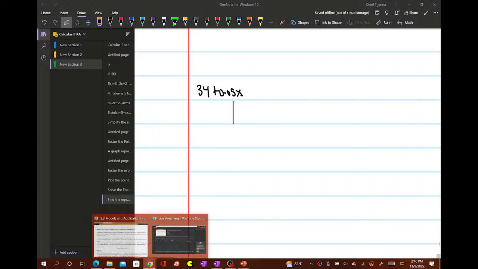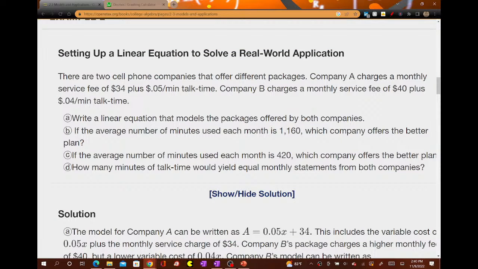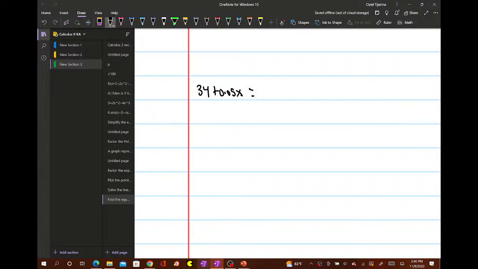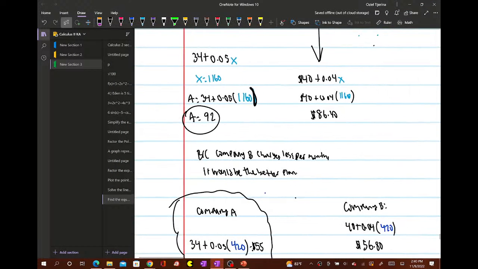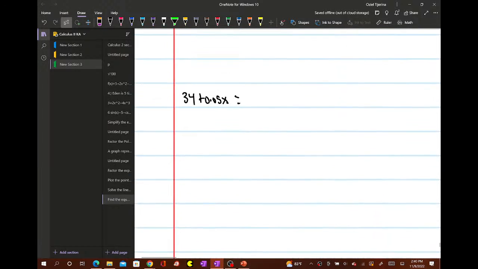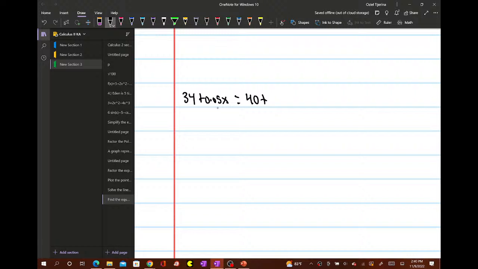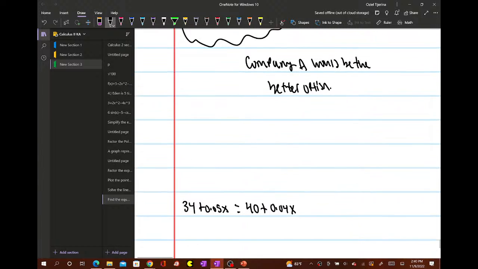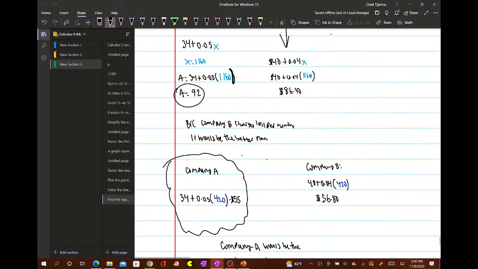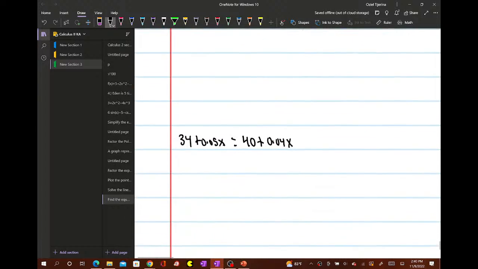And then it says how many minutes of talk time would yield equal monthly statements from both companies. So you're going to have to make it equal, right? So this is equal to, and you have $40 plus 4 cents, so $40 plus 0.04x, right? So you're going to solve for x.